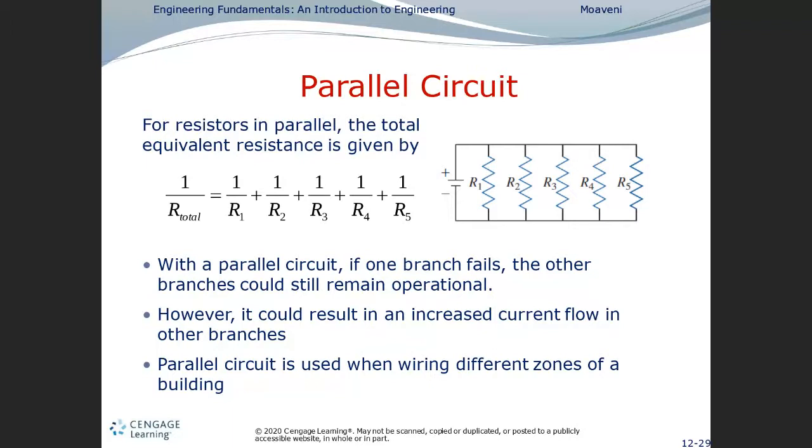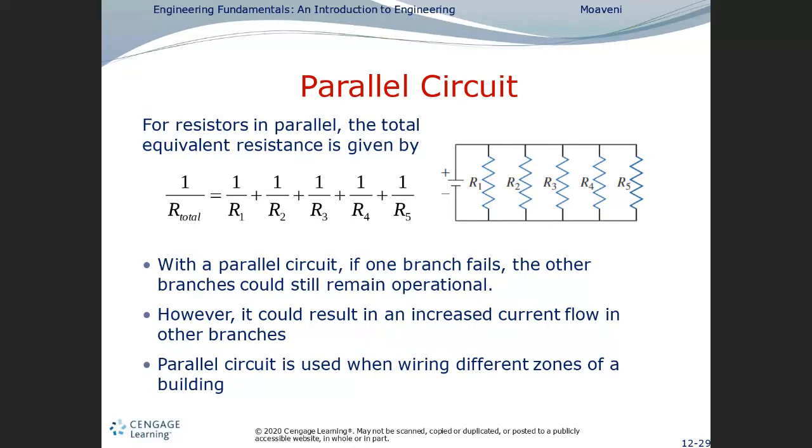Now, this is where it gets tricky, because if I ask you what R total is, the reciprocal of R total, or 1 over R total, is equal to 1 over each of the resistances within that circuit. A lot of times people make mistakes, and they will say R total is equal to 1 over R1 plus R2, or 1 over the sum of R1 through R5. That's not correct. You would have to say 1 over R total is equal to the sum of 1 over R1 through 1 over R5. All right, so keep that in mind.